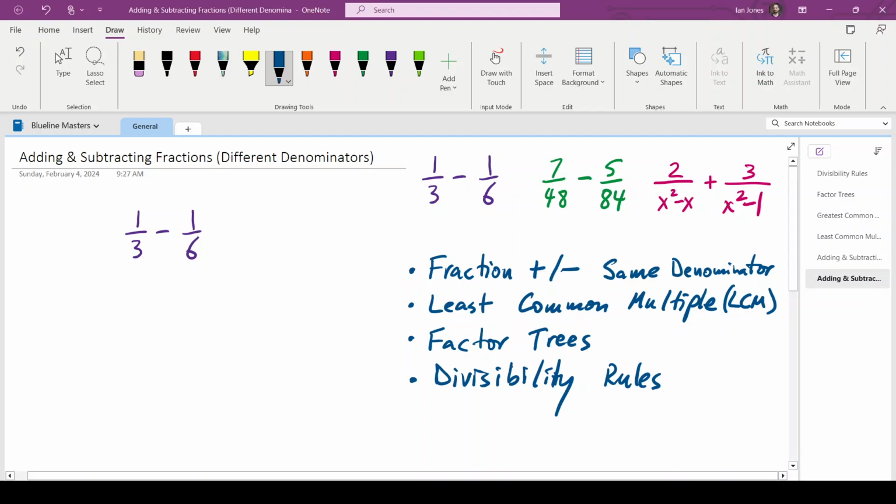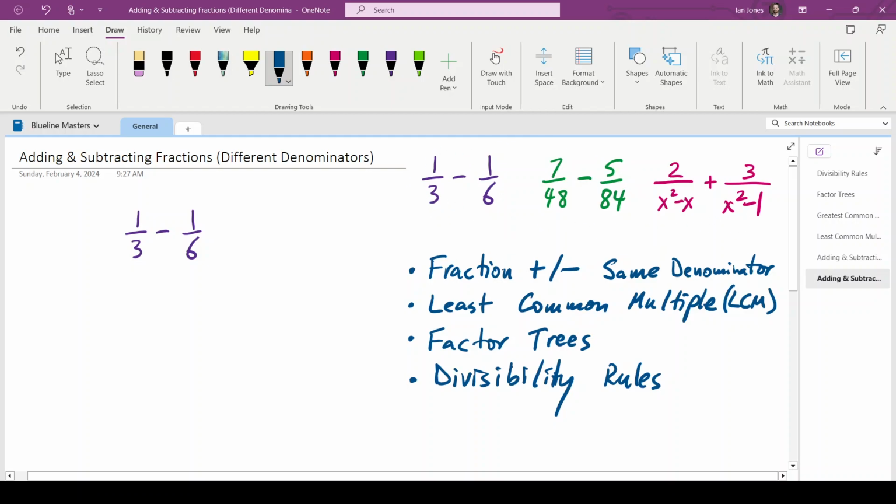Hi everyone. So in this video we are going to talk about adding and subtracting fractions that have different denominators. Okay, so now to add and subtract fractions with different denominators, there's a few skills that you need to have. You need to be able to add or subtract fractions with the same denominator, because the technique we're going to use is we're going to take these fractions with different denominators.